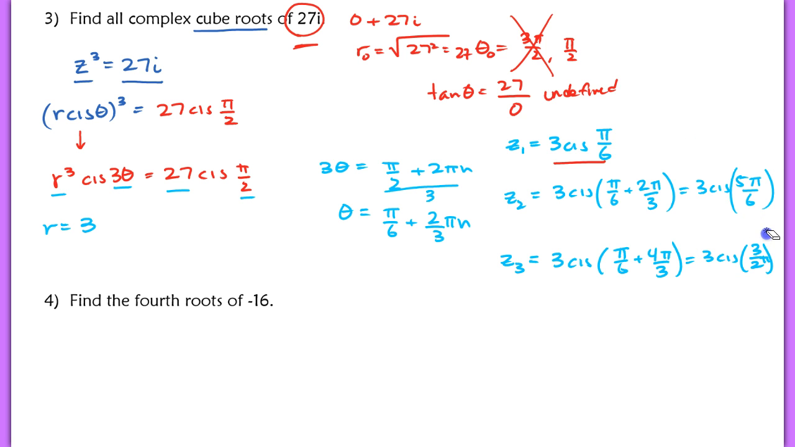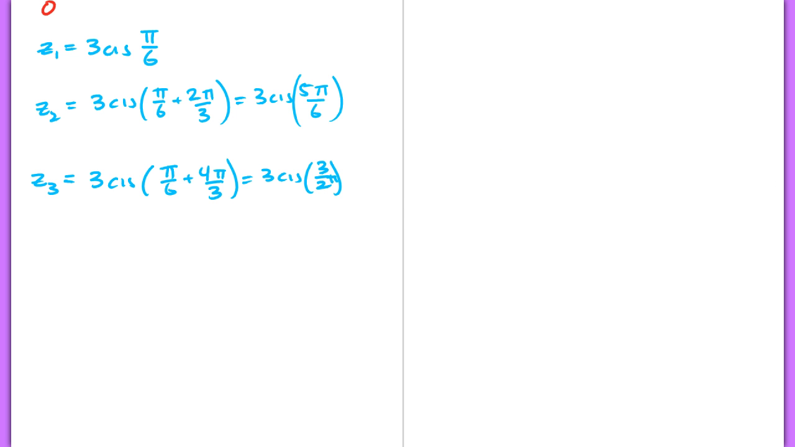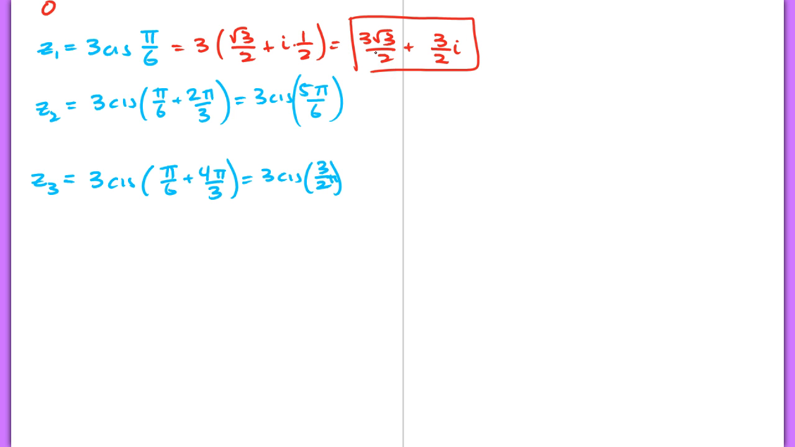So I'm going to pause the video and we're going to work on that so I can get a little bit more room here. Okay, for z sub 1, our first complex cube root, I want to take 3 and multiply that by the cosine of pi over 6, which is going to be root 3 over 2, plus i times the sine of pi over 6, which is 1/2. So to simplify here, I get 3 root 3 over 2 plus 3/2 i. So this is that first complex cube root now written back in rectangular form.